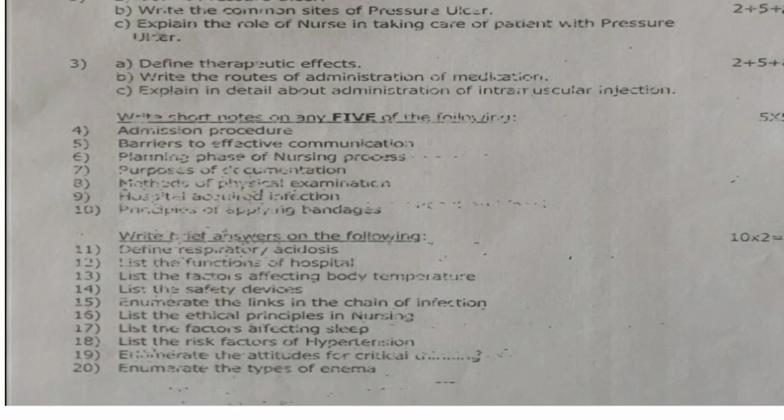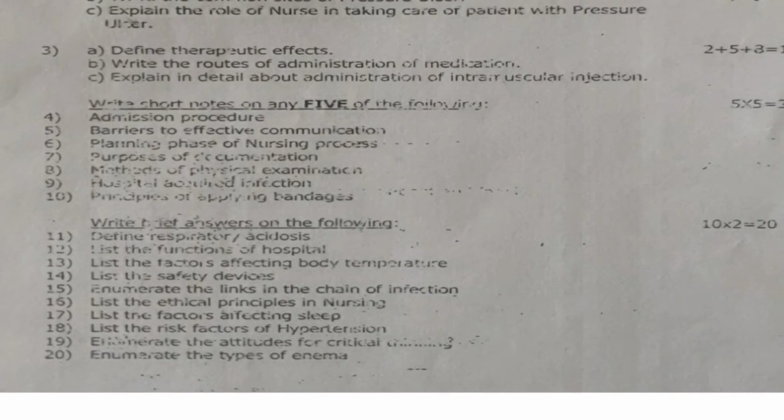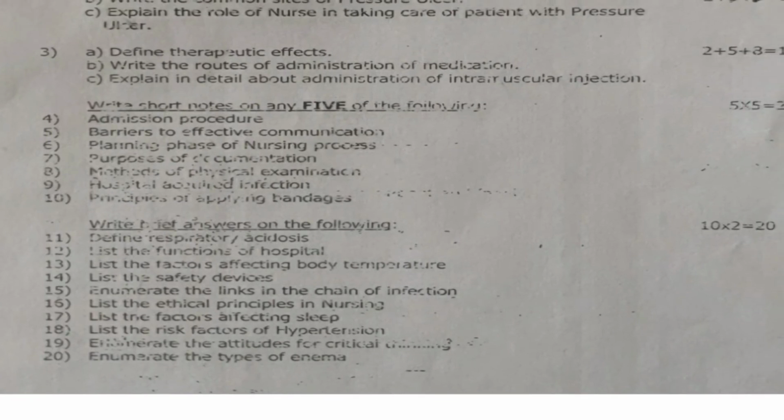Next, moving on to short answers. For short answers, they will be giving 10 short answers. Each question carries 2 marks. So 10 into 2 is equal to 20 marks. There is no choice in short answers. So let's see what it is.